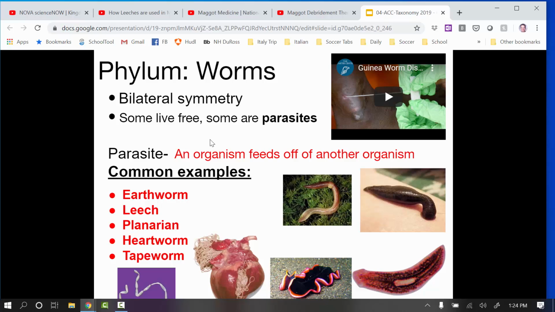Humans don't get infected by heartworm. Somebody asked how these things spread. So how could your dog get it? Or there's other worms, parasitic worms of the digestive system.